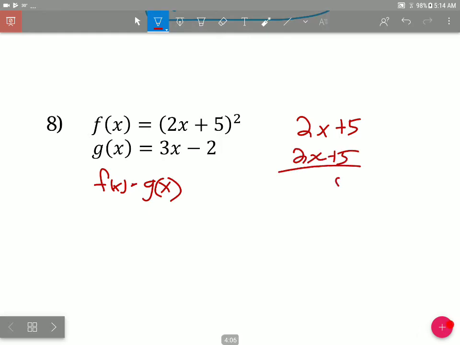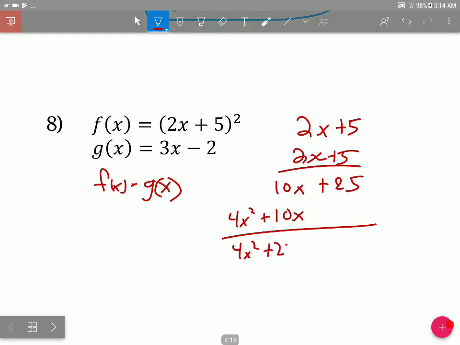5 times 5 is 25. 5 times 2 is 10, so 10x. 2 times 5 is 10, so 10x. And 2 times 2 is 4, so 4x squared. 4x squared plus 20x plus 25. That is your f of x.